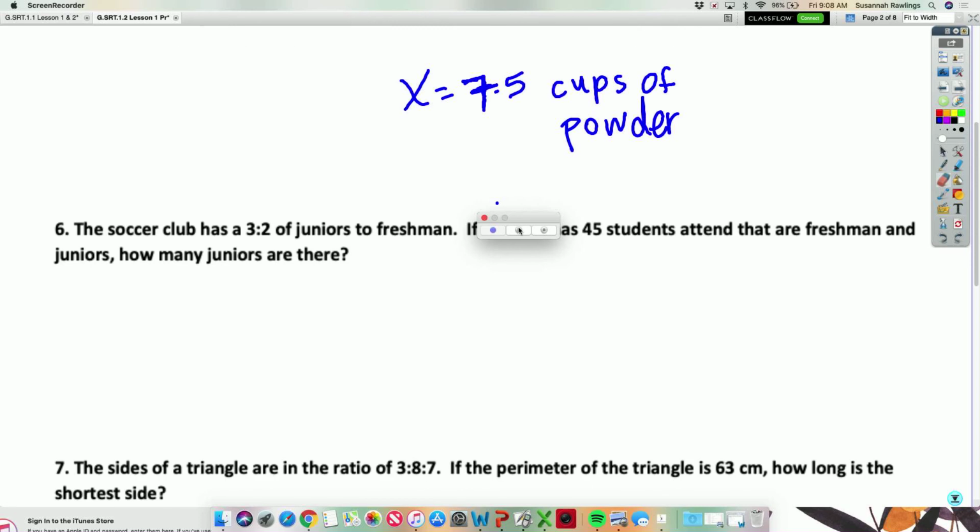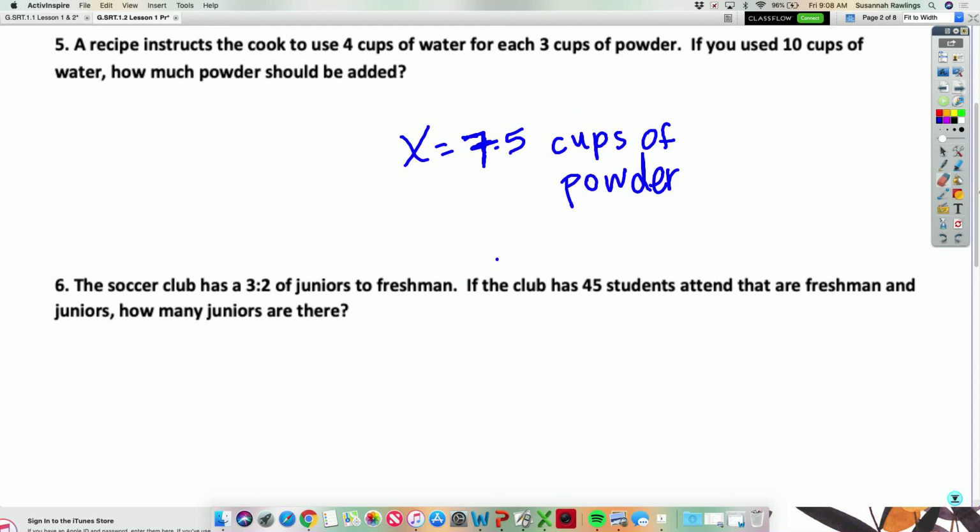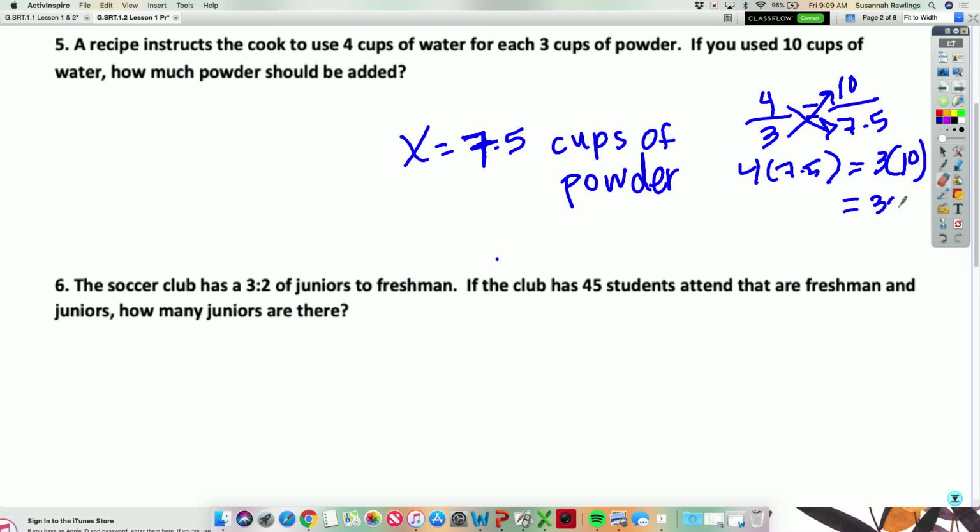Okay, so do we get 7.5 cups of powder for number 5? Yes. That one should have been easy. Another way that we can double check our answer is to use cross multiplication. My ratio is 4/3, and if we have 10 cups of water, I'm going to have 7.5. So you can cross multiply these numbers and double check. If you're ever wondering if you are right, these numbers should end up being the same.